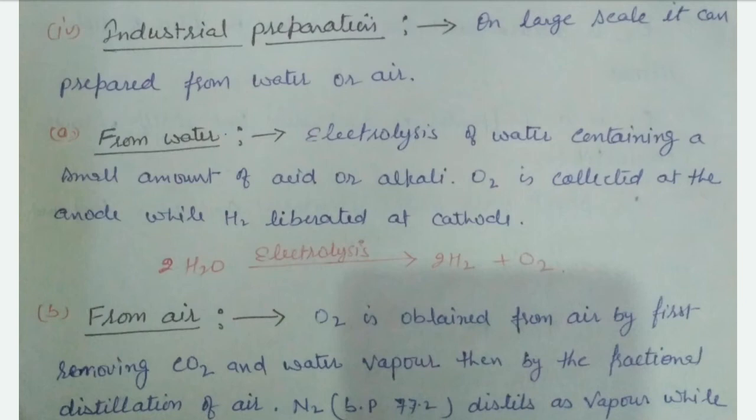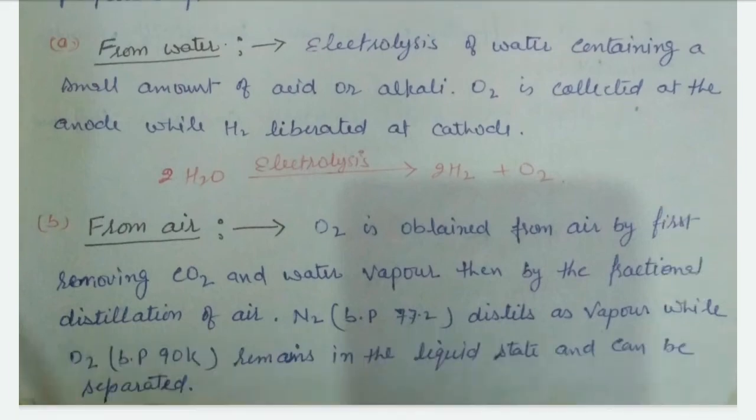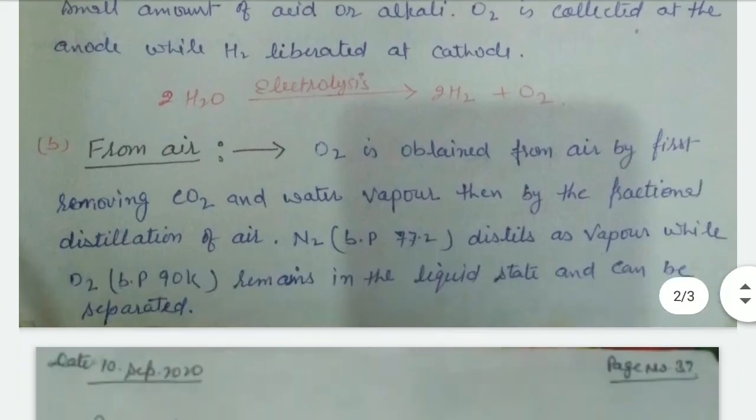Now from air. Dioxygen is obtained from air by first removing CO2 and water vapors, then fractional distillation of air. This is because there is a difference between the boiling points of dinitrogen and oxygen. The boiling point of dinitrogen is 77.2 K and oxygen is 90 K. This process we already discussed in dinitrogen.